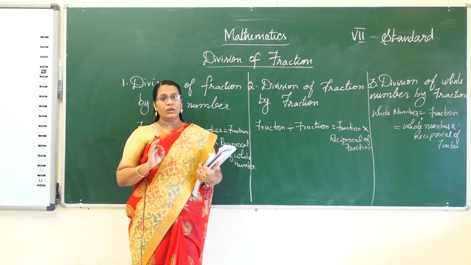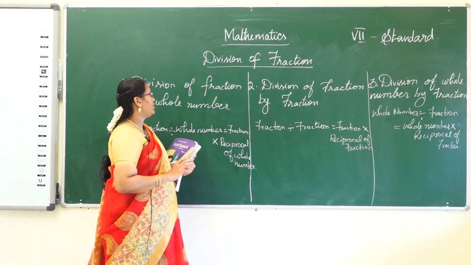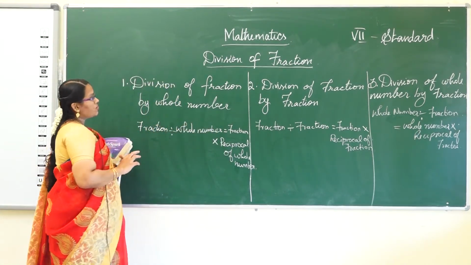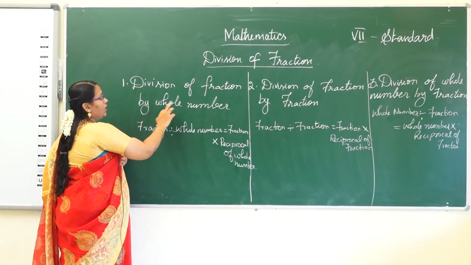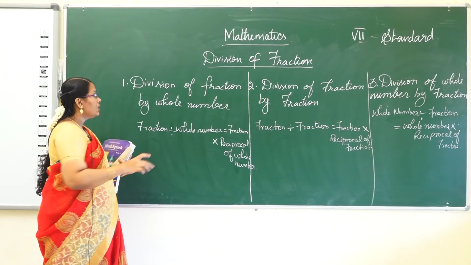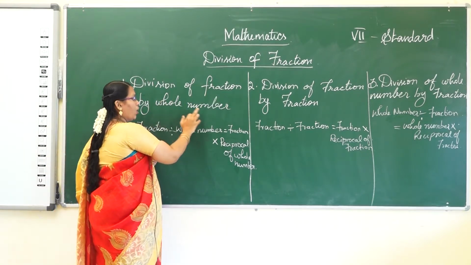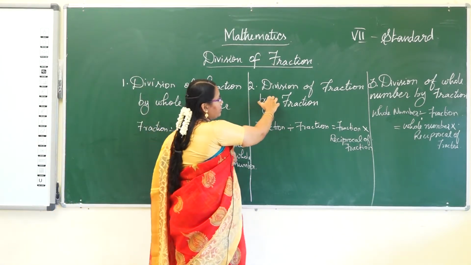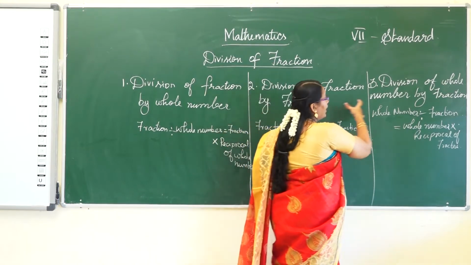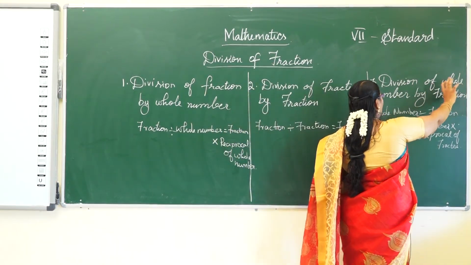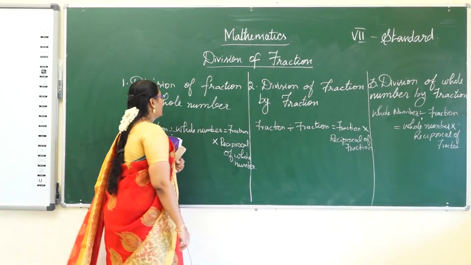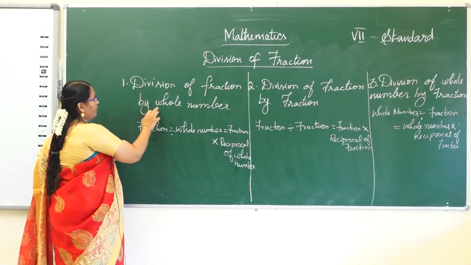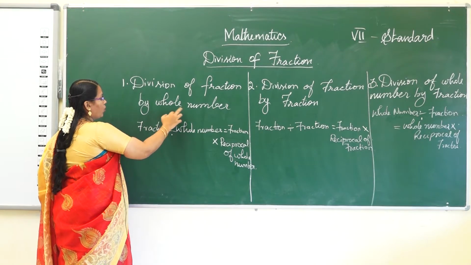Today we are going to learn about the division of fractions. Here also three types are there. The first one is the division of fraction by a whole number, the second one is the division of fraction by fraction, and the third one is division of whole number by fraction. So now see the first one, division of fraction by whole number.